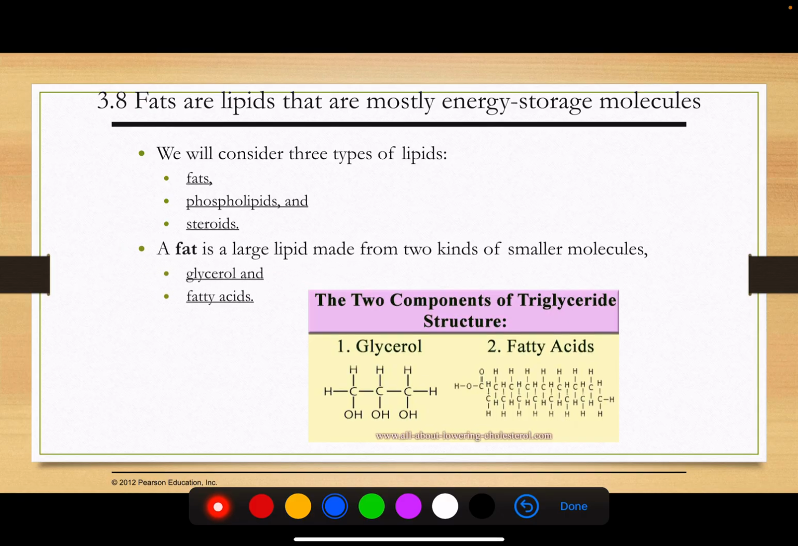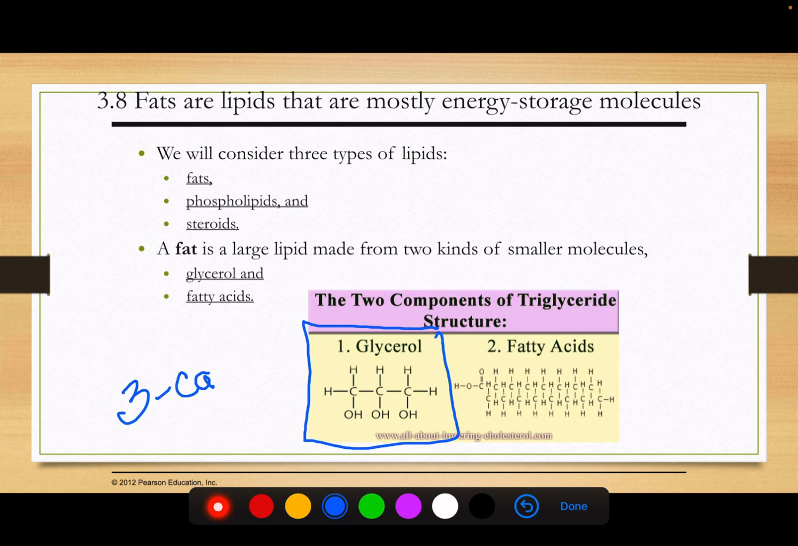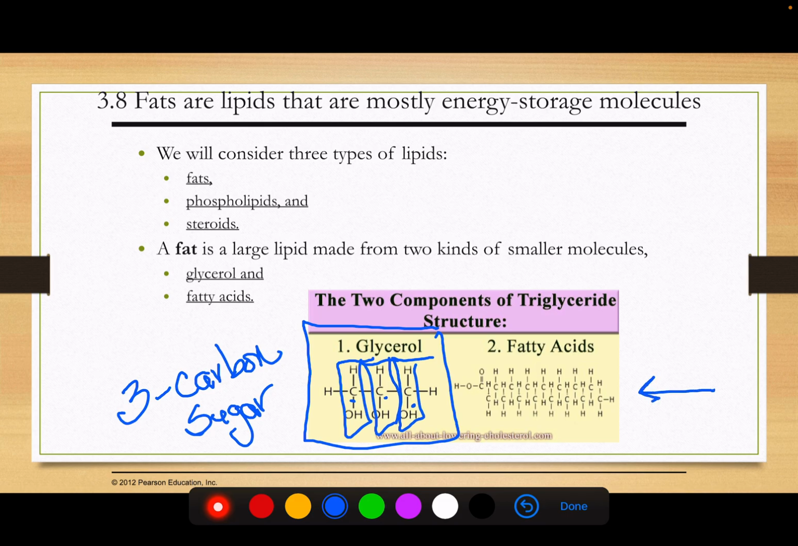A fat is a large lipid made from 2 kinds of smaller molecules. So we have this glycerol, which is basically a 3-carbon sugar. Notice 1, 2, 3 carbons and our water molecule on each. Then we're going to have what's called a fatty acid. Notice the fatty acid here, all the carbon and hydrogen bonds. This is non-polar versus our little tiny polar area, which is polar because of those oxygen atoms there.